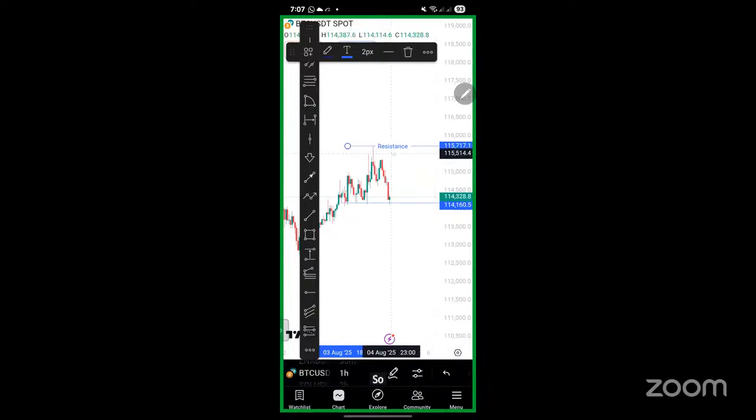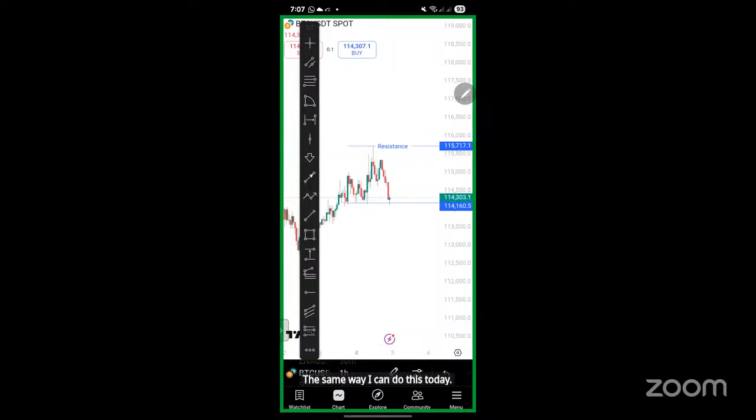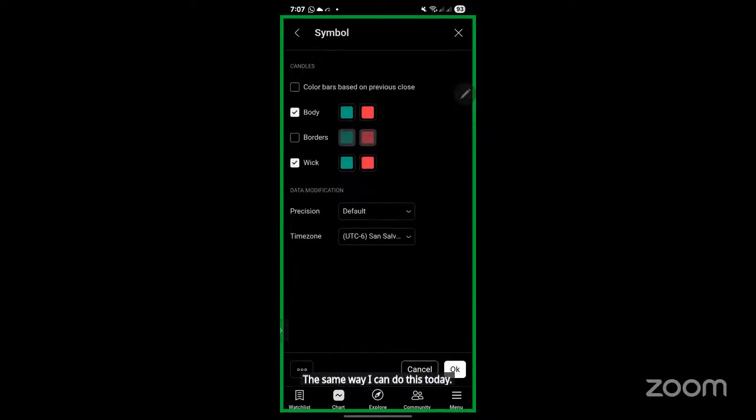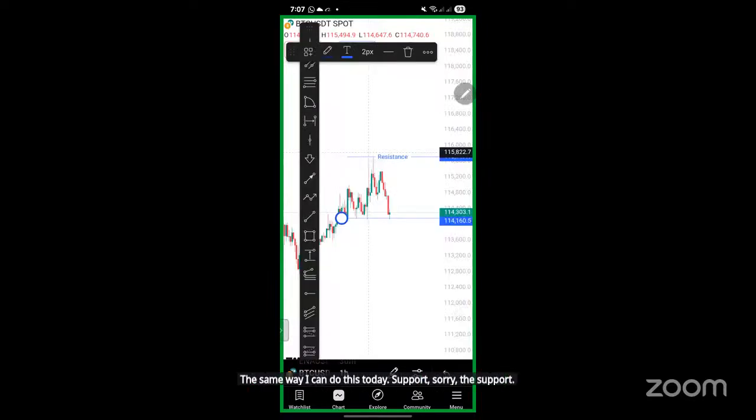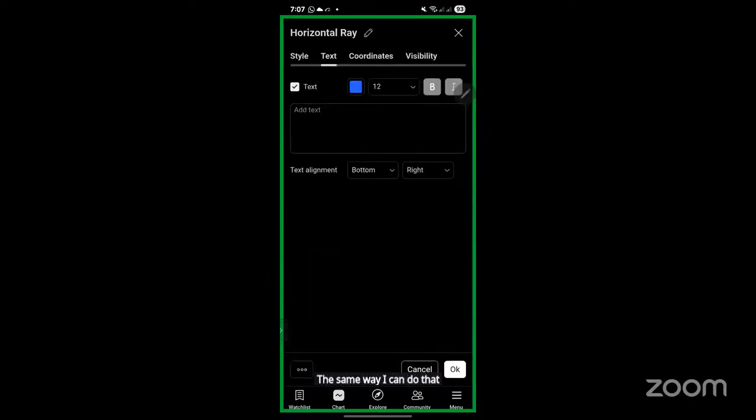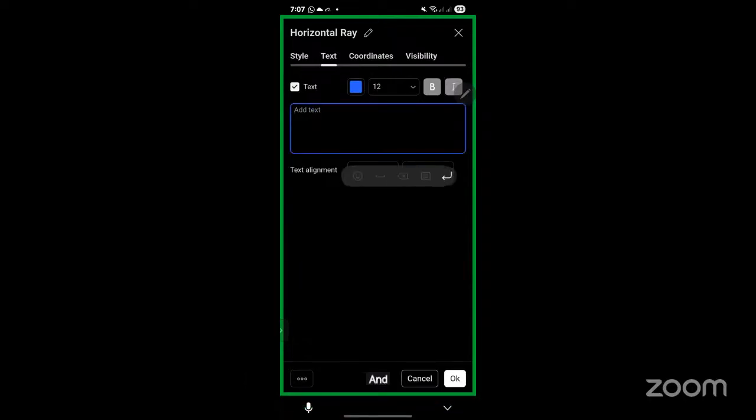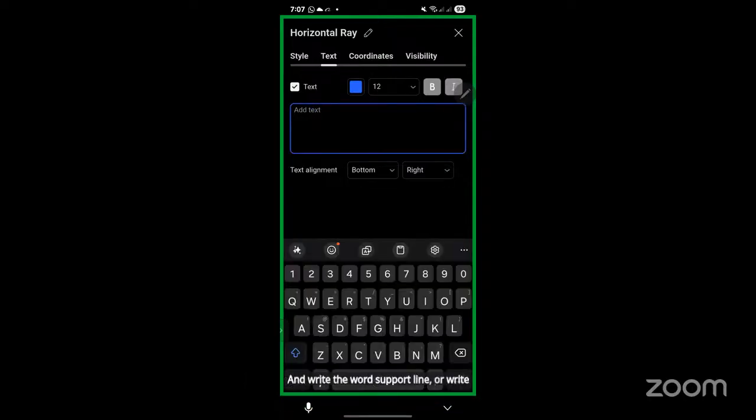So my line of resistance will always be there, and it cannot move. The same way I can do the support. Double tap on it and write the word support line, or write support. Okay, write the word support.